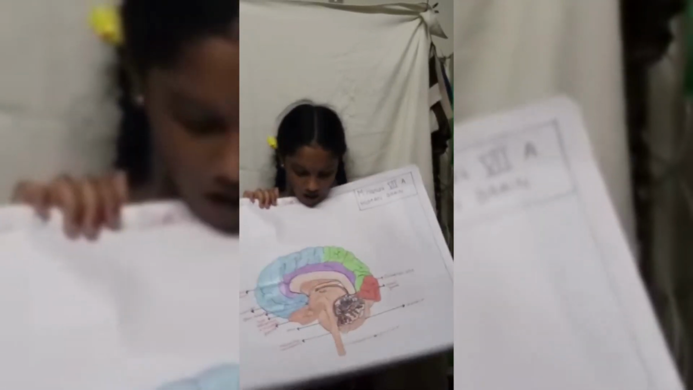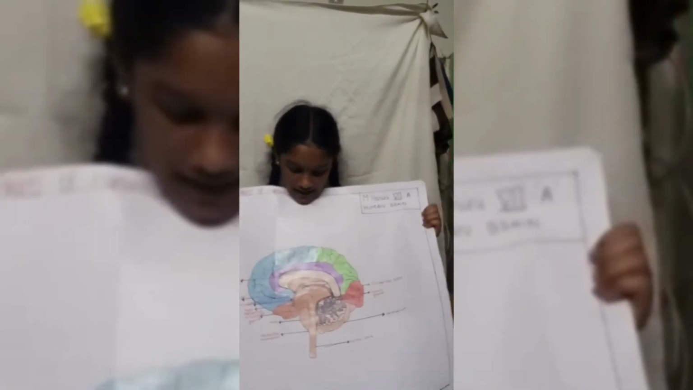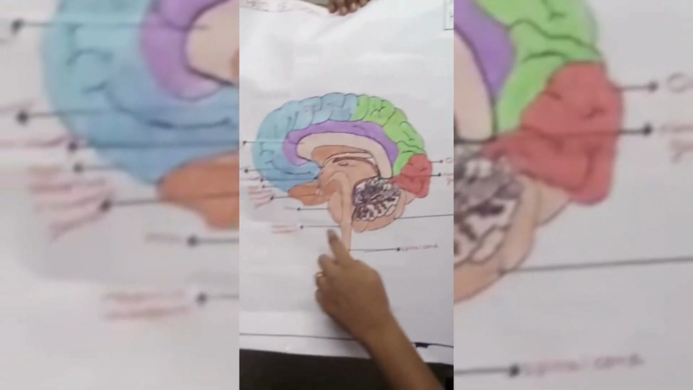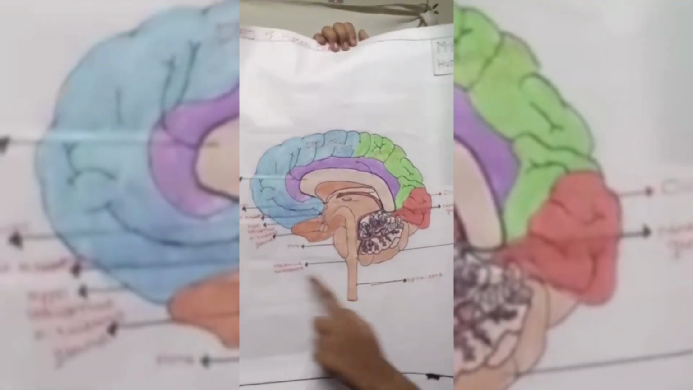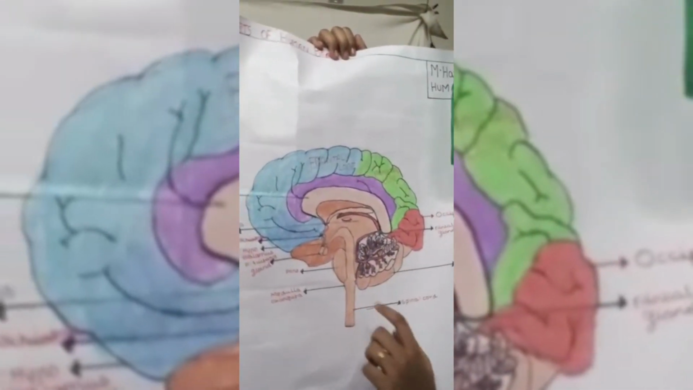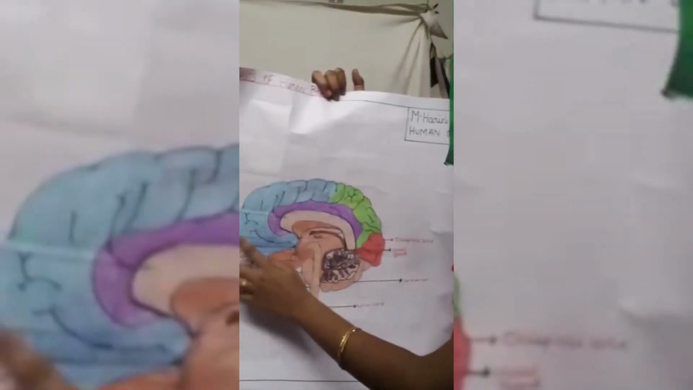This medulla oblongata starts from this pons. I think you can see in this figure. This medulla oblongata starts from this pons and continues with the spinal cord. This is medulla oblongata over here. This extends up to 2.5 centimeters long, and this is thalamus.